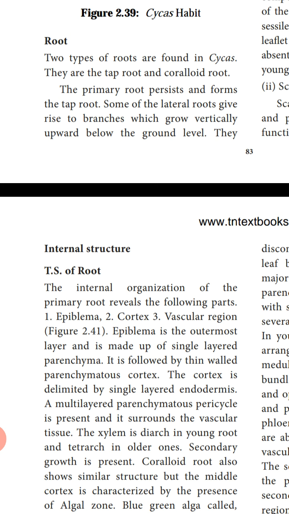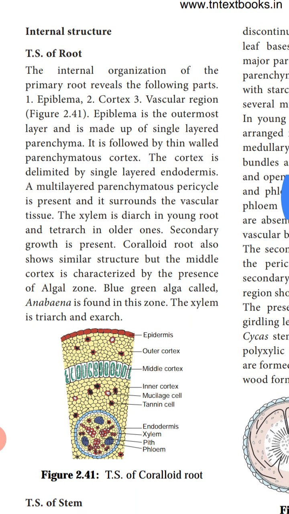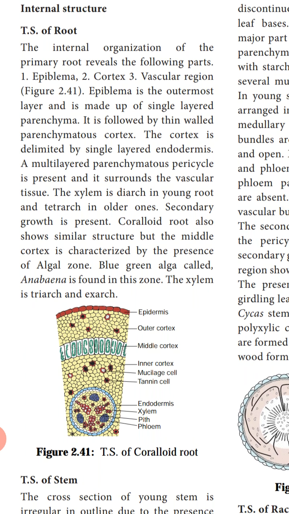Next you are going to study the internal structure of root, stem and leaves. The internal structure of root, the TS of root: the internal organization of the primary root reveals the following parts, that is epiblema, cortex, vascular region. So here, as we have studied in the leaves, each plant part is well differentiated.